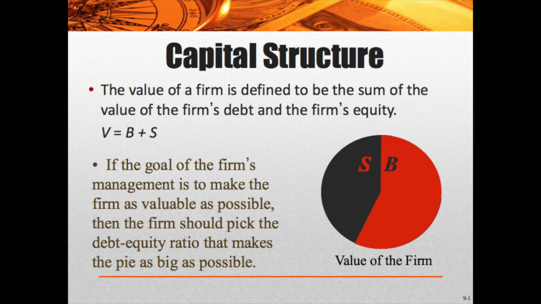So first thing we're talking about is capital structure. The value of the firm is defined as the sum of the value of the debt and the value of the equity. In this case, we've shown them as stocks and bonds. Value of the equity is stocks, value of bonds is the value of the debt, and the goal of the firm's management is to make the firm as valuable as possible. Then they should pick the debt to equity ratio that makes the pie as big as possible.